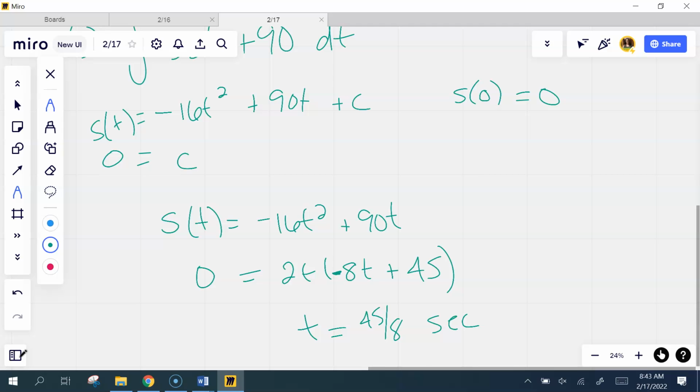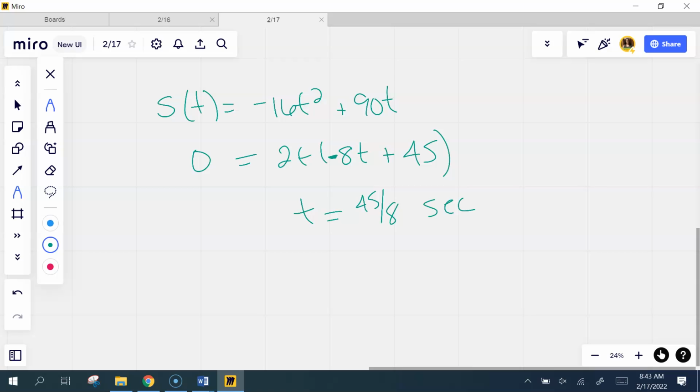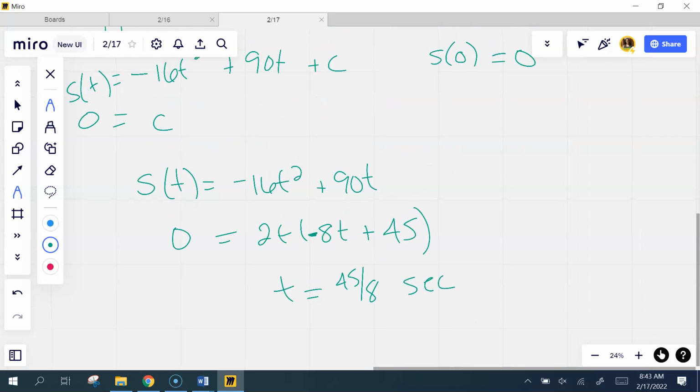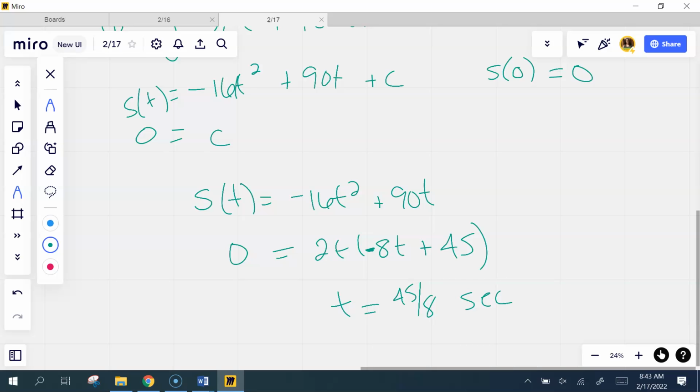Just trying to get it down so we could factor, yeah. It all comes back to algebra. It always does. Well, I plugged in 0 here, and if I plug in 0, I get 0 plus c equals 0. So I plugged it in to find my c. The question asks when does it hit the ground. So when is the position 0? So when does the equation equal 0?